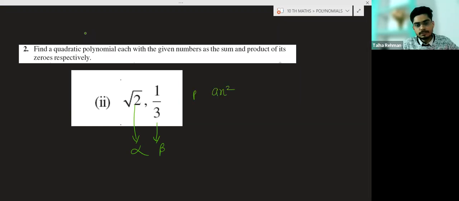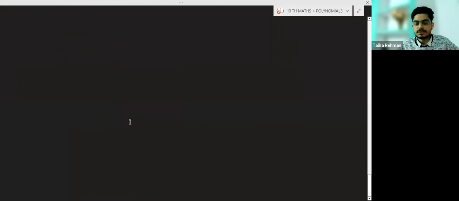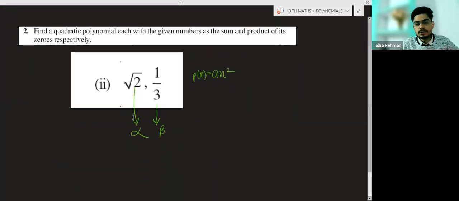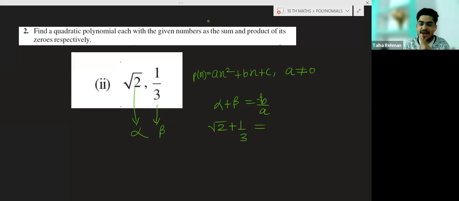Consider a quadratic polynomial ax square plus bx plus c, and a must not equal 0. So we know that alpha plus beta is equal to minus b by a. So alpha is √2, and what is beta? 1 by 3, and this is equal to minus b divided by a.